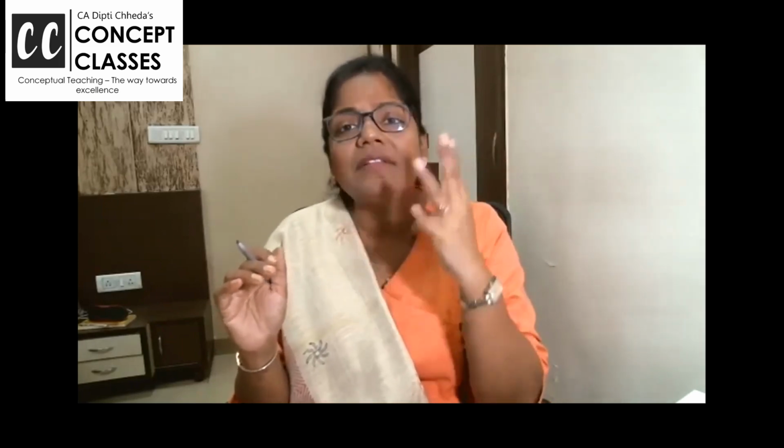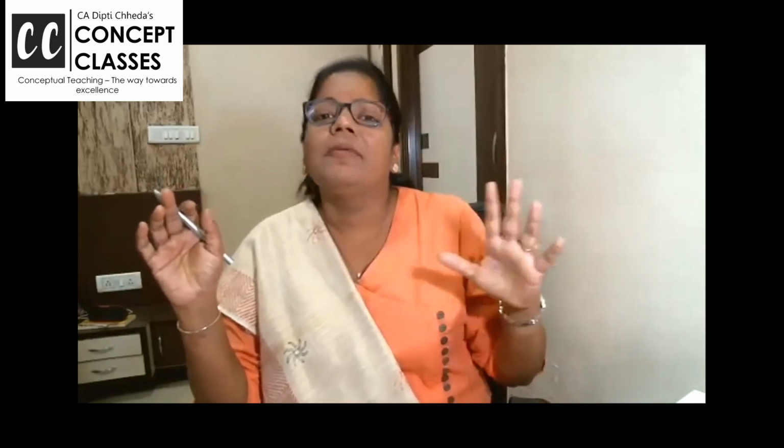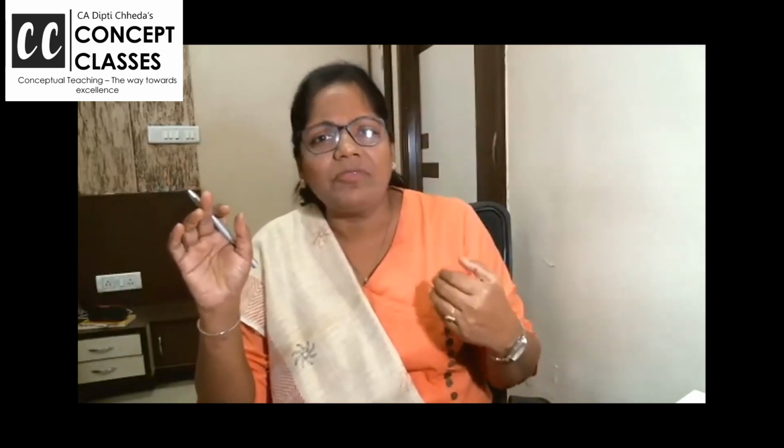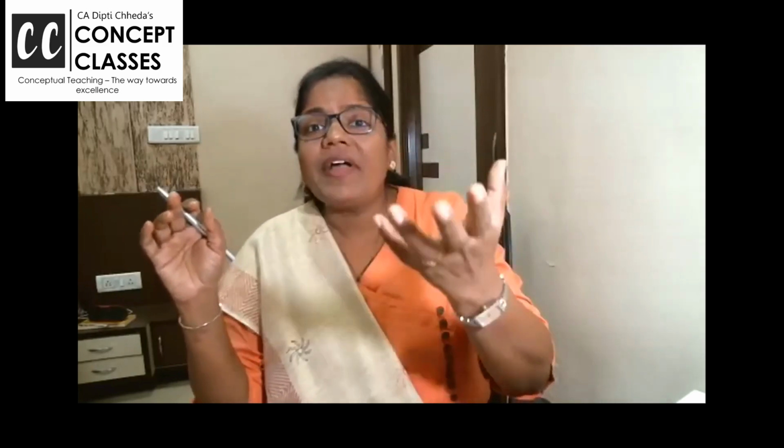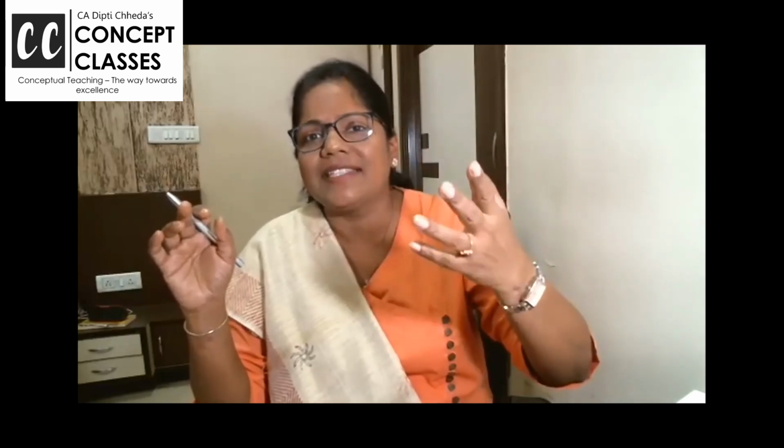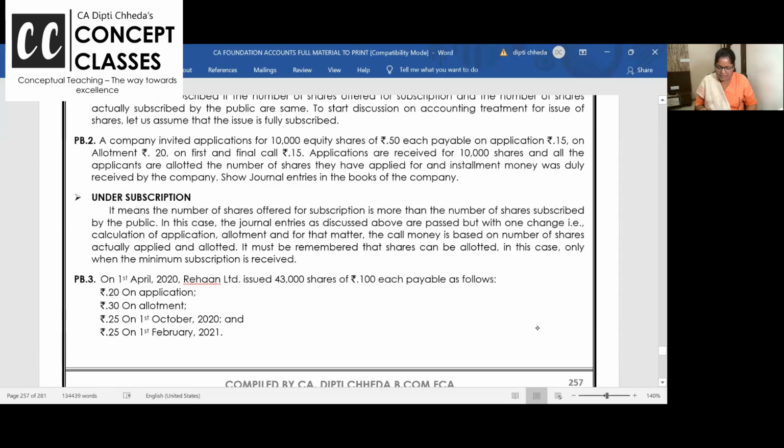What I want to say is when I've come with a public issue, there are three options. Either the issue will be fully subscribed: whatever I have called, I have received, and the problem closes smoothly. Or the issue is undersubscribed: I called for 50, but 40,000 are received. If minimum subscription has been received, chalo theek hai, 40 se hi kaam chala lenge. If I have called for 50 and 80 are received, that's oversubscription. So now we are doing one problem for each concept. ठीक है? चलो, open your material and check this.